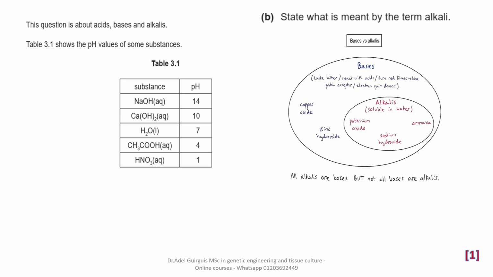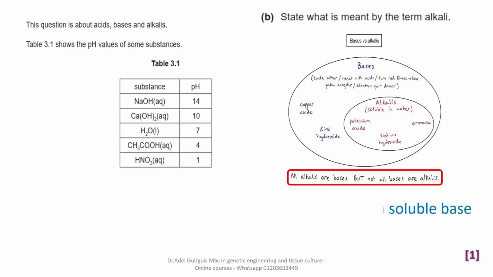soluble and insoluble in water. Bases which are soluble in water are considered alkalis, while bases which are insoluble are only represented as bases, not alkalis. So all alkalis are bases, but not all bases are alkalis. This is the rule. Finally, what is meant by an alkali? An alkali is a soluble base. Letter C.